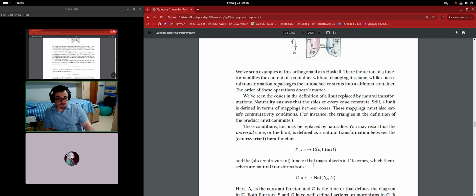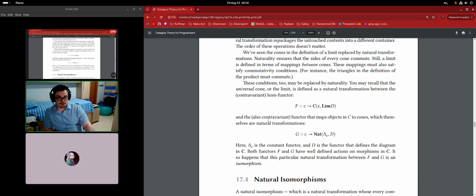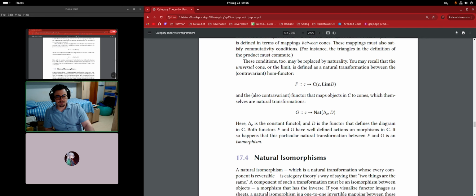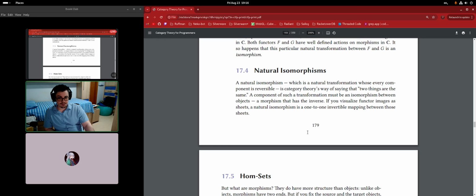And the contravariant functor maps objects in C to cones, which are themselves natural transformations. Here, delta C is the constant functor, and D is the functor that defines the diagram in C. Both functors F and G have well-defined actions on morphisms in C. It so happens that this particular natural transformation between F and G is an isomorphism. So I believe we've seen this before when we were talking about limits. Again, I have very little recollection of that. Yeah, it's been a while.